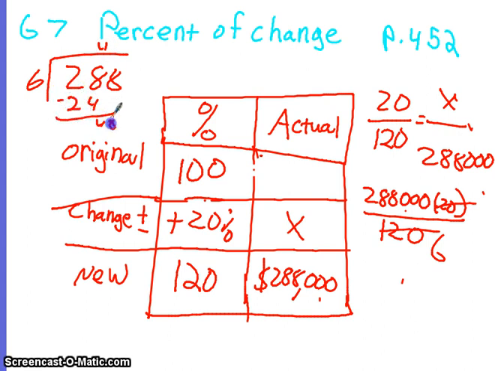48, right? 48. And how many zeros did I have left? 3 zeros left. So that's 48,000. So it went up $48,000. You could do 288,000 times 20 divided by 120 and you get the same answer. I was trying to break it down so you didn't have to deal with as many big numbers. Sometimes it can get a little bit complicated. Let's try one more.